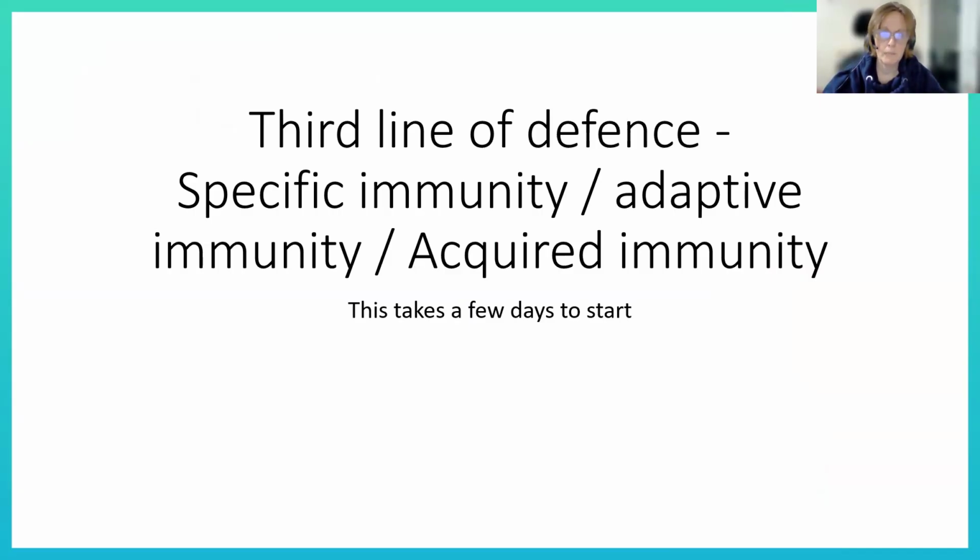So we just try and kill it in any way we can, the complement system, the phagocytosis, all of those things. And then eventually the last thing that happens is we've got specific immunity, or adapted immunity or acquired immunity. It takes a few days to start. So this is how infections take hold before you start to feel better.